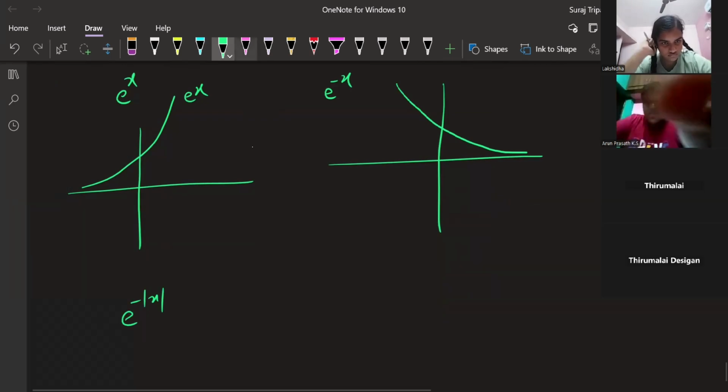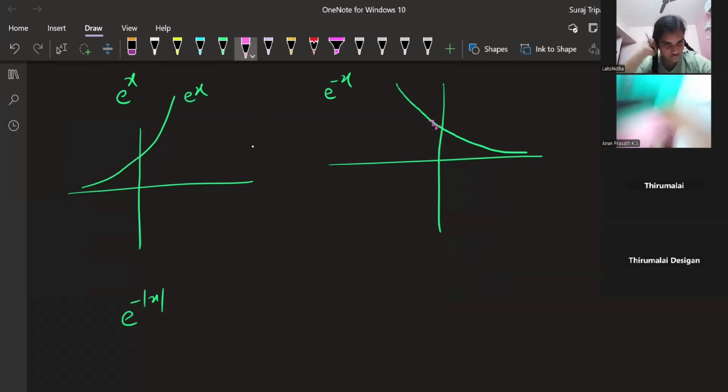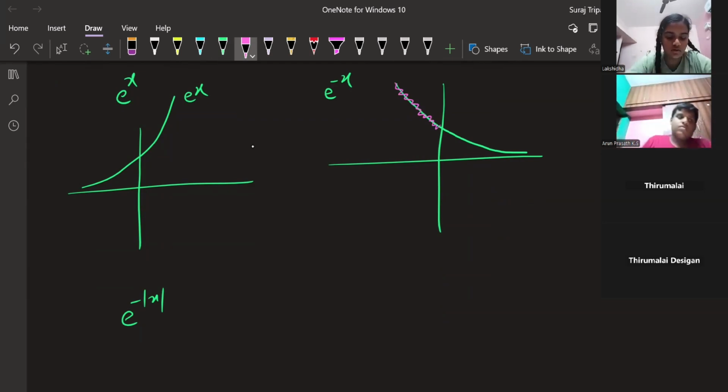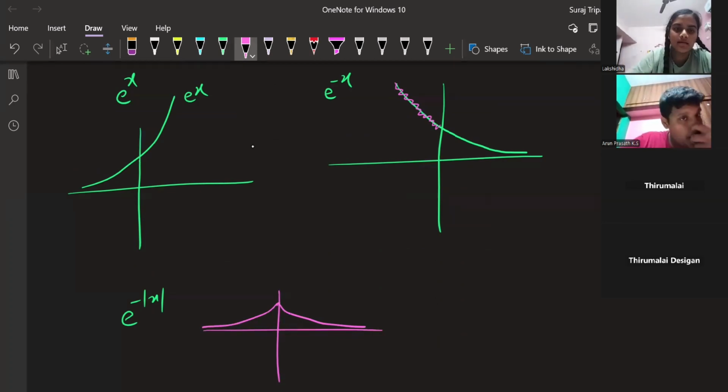So whatever graph is present on the left side of the y-axis, we have to erase, and the same right-hand graph we have to copy over there. So its graph will look like this. This is the graph of e raised to negative mod x.